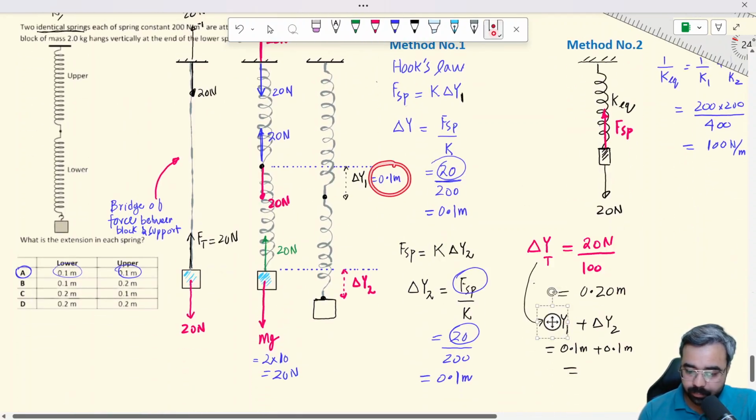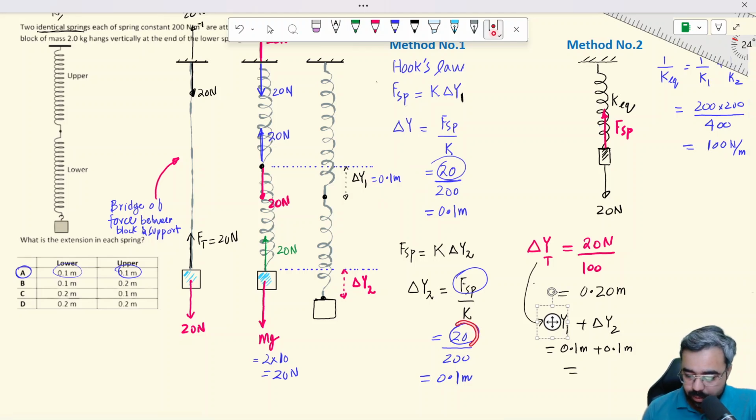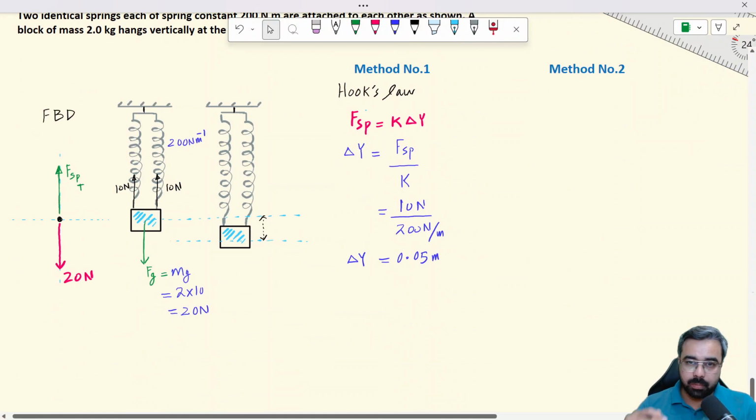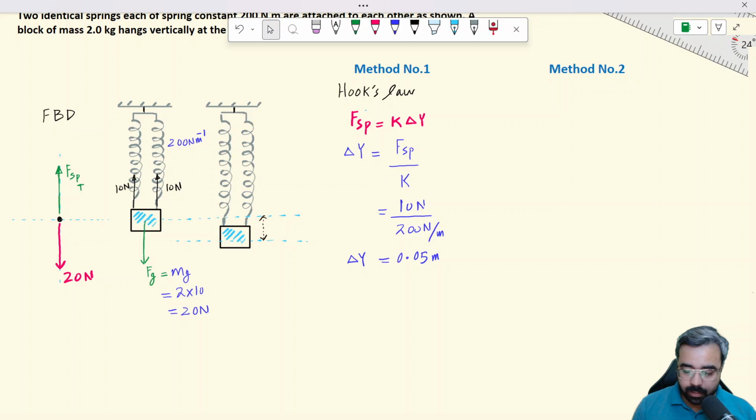Now just quickly compare this answer with the previous question's answer, which was 0.1 meter. And why was it 0.1? Because the force applied was 20 Newton. It was not distributed into two equal forces. But in this question, since both springs elongate in the same pattern, this extension is the same. There's another reason that I will explain in the second method, so please don't skip the video. So 0.05 meter is the right answer; both will extend by 0.05, so that's the total elongation.